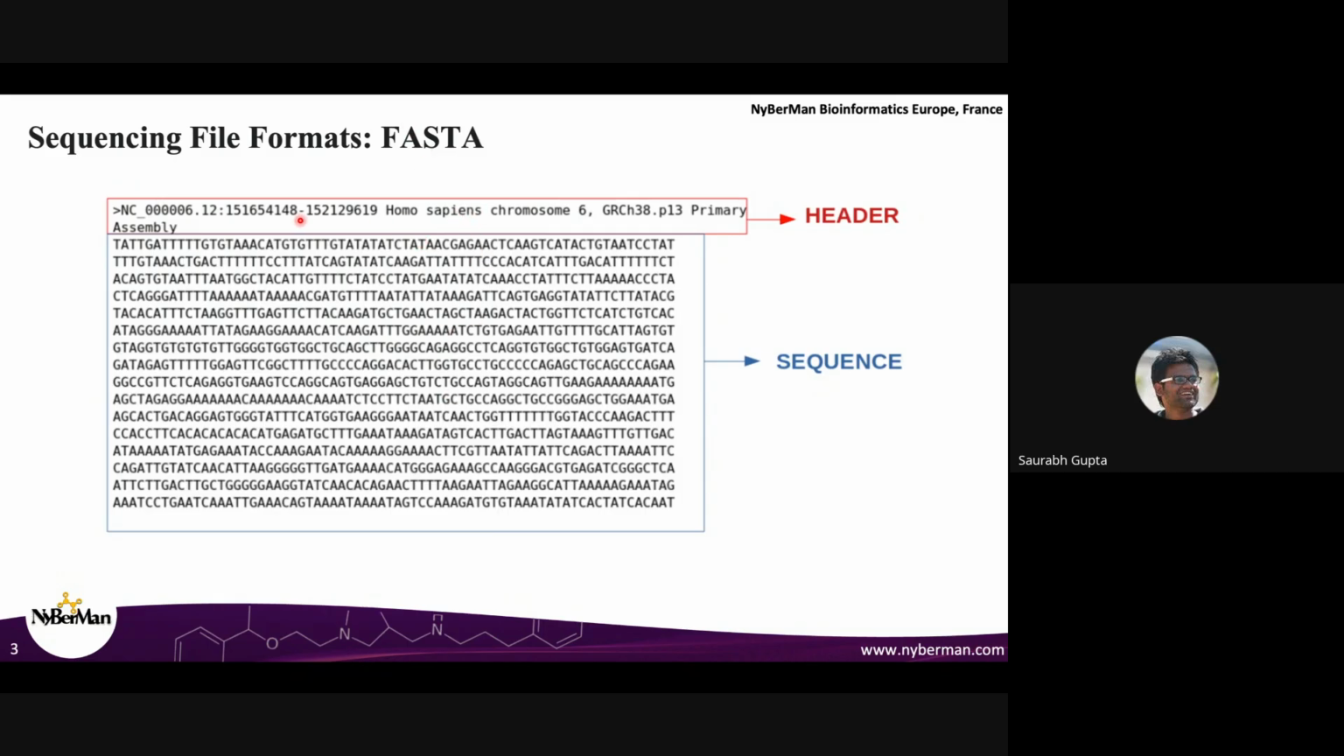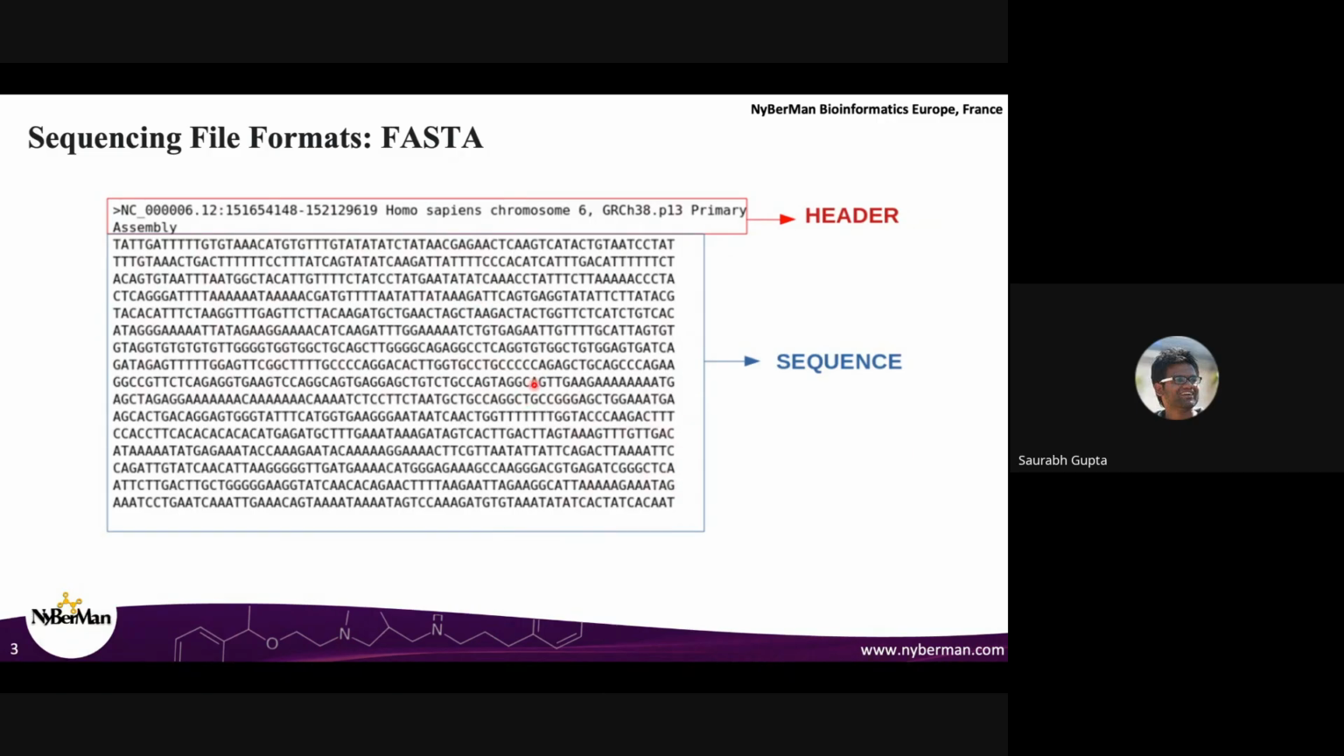You have a header starting with a greater than sign, followed by your sequence. Like this, within one FASTA file, you can have either one sequence, that is one pair of header followed by sequence, or as many as you like. You can have thousands or millions of different sequences as well, but all of them have to follow the same format: first a header starting with the greater than sign, followed by your sequence.